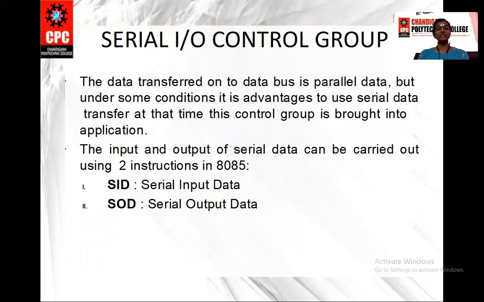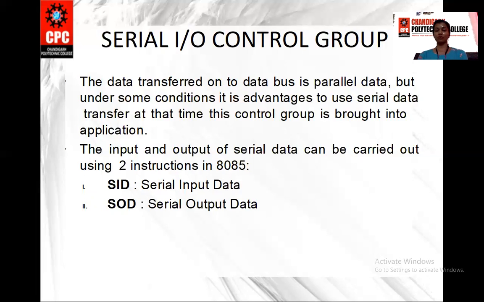Right? Last one will be your serial input output control group. Serial input output is a block on the top of the 8085 block diagram, which has 2 pins over it, SID and SOD. SID means serial input data. SOD means serial output data. This is used when you want to transmit data in serial form or parallel form. If you are processing the data in serial form, then you use SID, and if you are processing the data in parallel form, then there is another kind of thing, but this is for the serial input output control group.